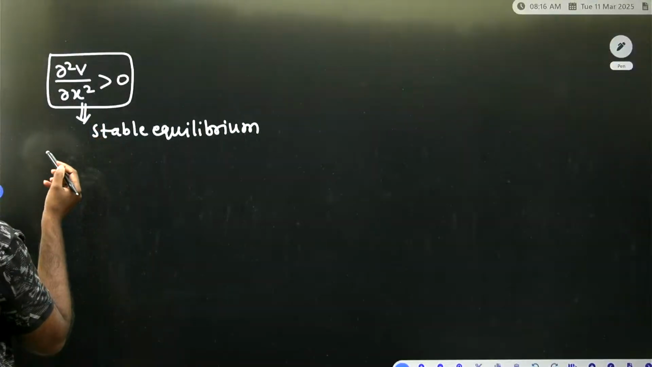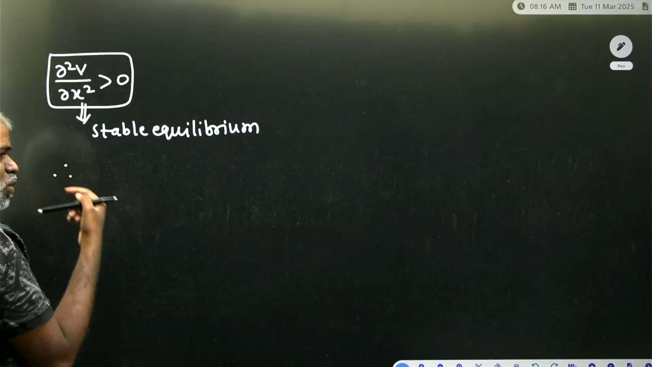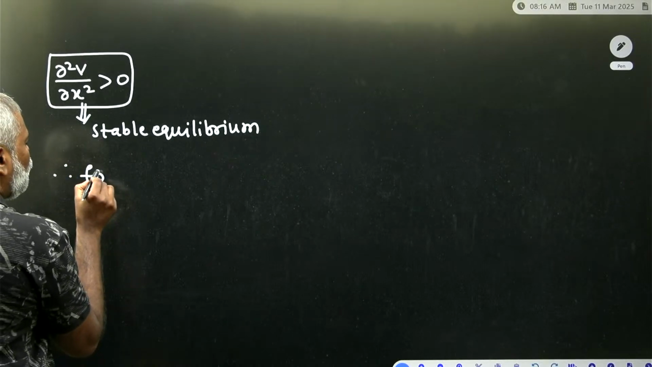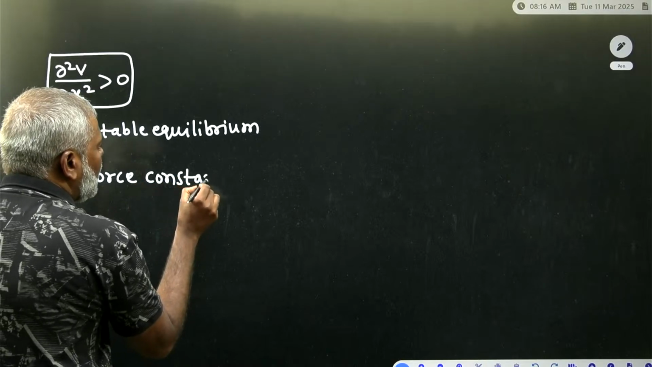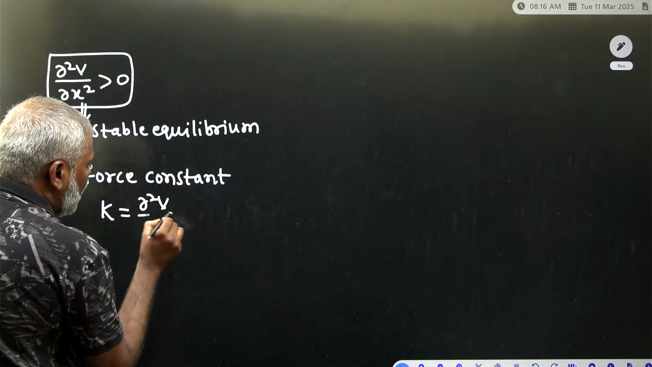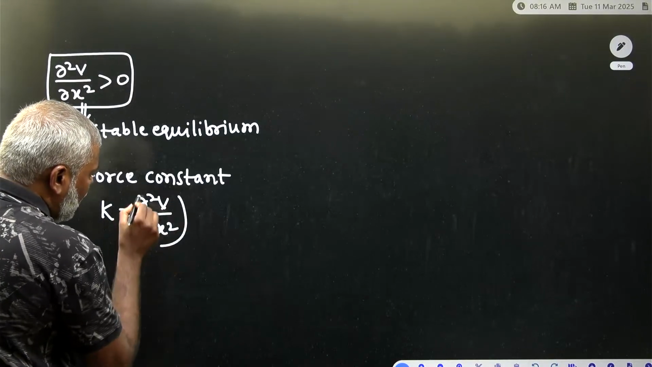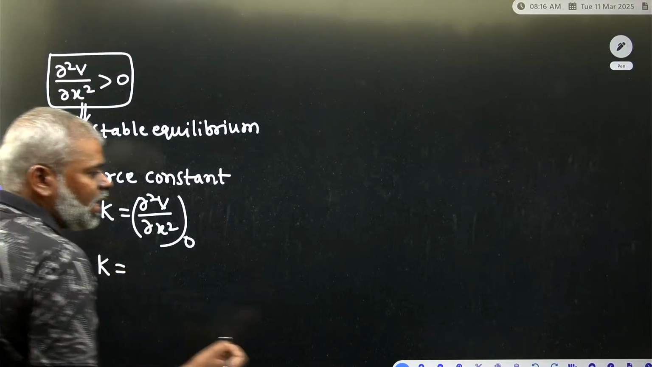If you get the stable equilibrium, so the force constant or spring constant, what is your force constant? K is equal to ∂²V/∂x² at equilibrium. So what is the ∂²V/∂x² at equilibrium?